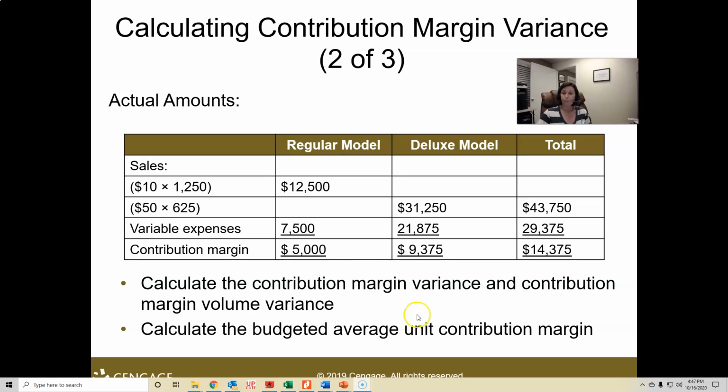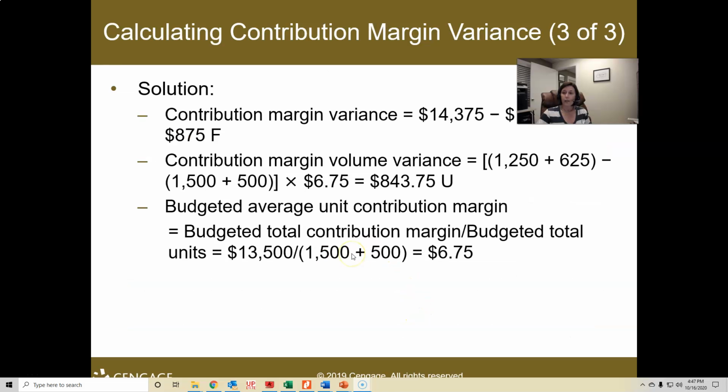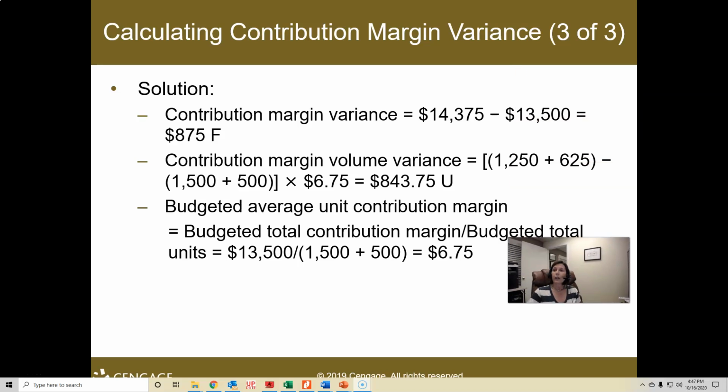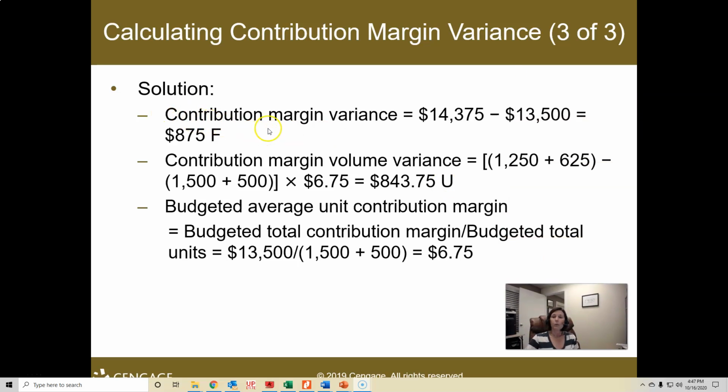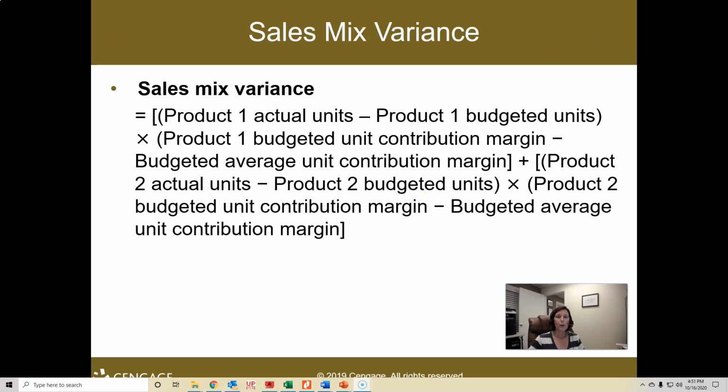So calculating this, the overall contribution margin variance between the two products, we exceeded our expectations by $875. So we performed more favorably than we had anticipated. On the other hand, in terms of volume, we fell short by $843.75. So now we want to look and see how we did in terms of this sales mix between our regular and our deluxe brand.